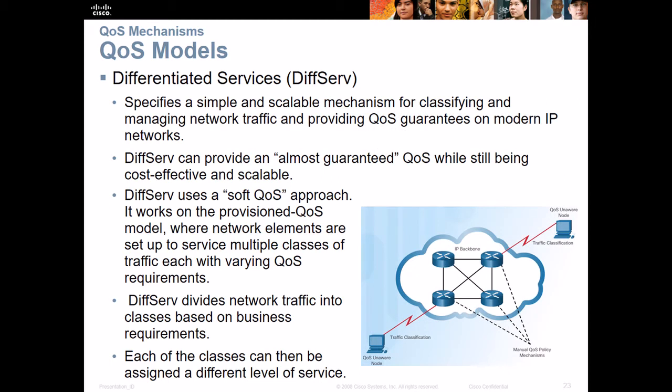Okay, for differentiated services, what you could do is classify and manage the network depending on what you're trying to send, and we can provide some sort of guarantee for connections for voice and video. It's almost a guarantee, but it's still a lot more efficient. Okay.